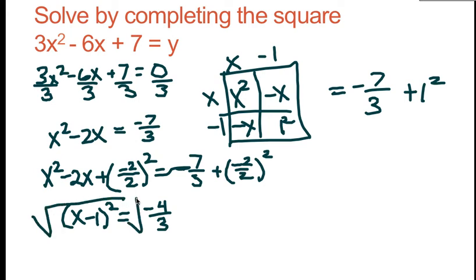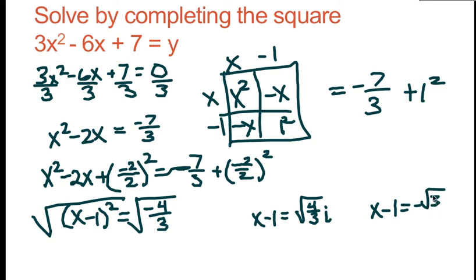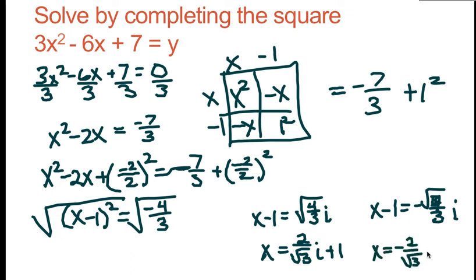Square root each side, and it looks like we have some imaginary ones. So we have to pull out that i, x minus 1 equals the square root of 4/3 i, x minus 1 equals negative the square root of 4/3 i. And then we add the 1, so x equals, and we could switch this to 2 over the square root of 3 i plus 1, and x equals negative 2 over the square root of 3 i plus 1.